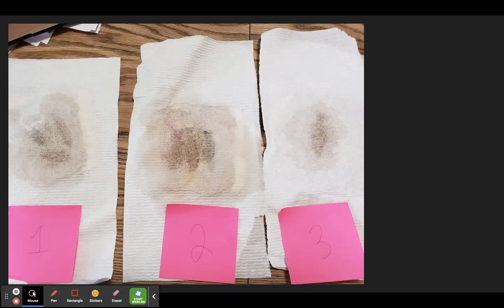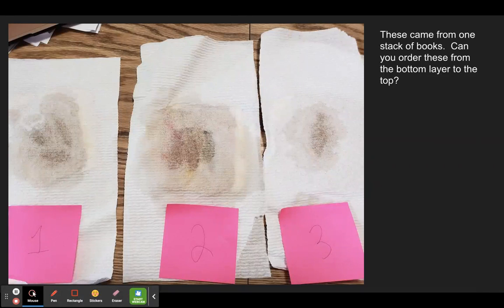Okay. So I've got these numbered 1, 2, and 3. And again, these came from one stack of books. Can you order these from the bottom layer to the top just based on what you see? All right. Well, the bottom layer would be number 2 right here. The middle would be number 1. And of course, the top layer will be number 3.